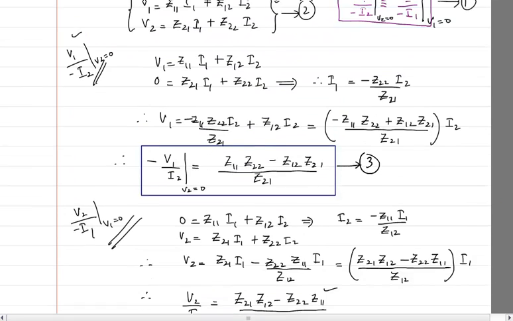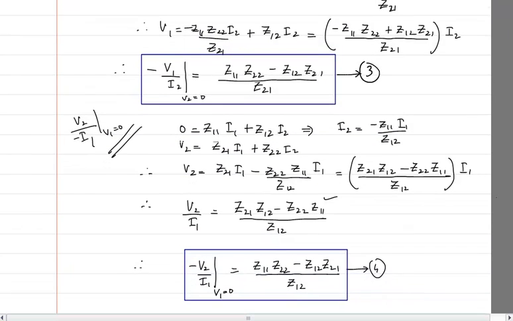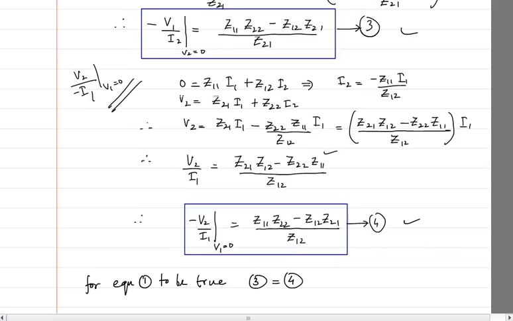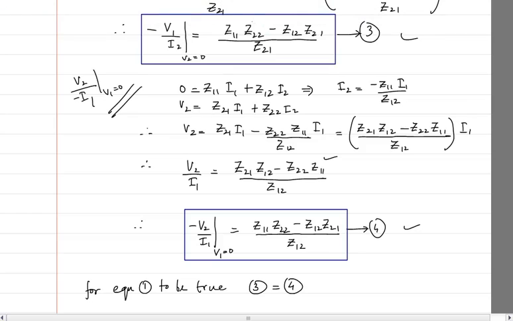Now what does this say? This says that for equation 1, 3 should be equal to 4. So I will write it like that. For equation 1 to be true, equation 3 should be equal to equation 4. Now look at equation 3 and 4. If you look at the numerator, z11 z22 minus z12 z21, the same is here: z11 z22 minus z12 z21, that means here also z12 and z21 are there.